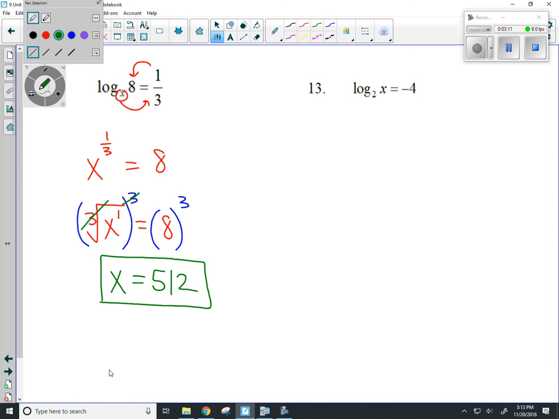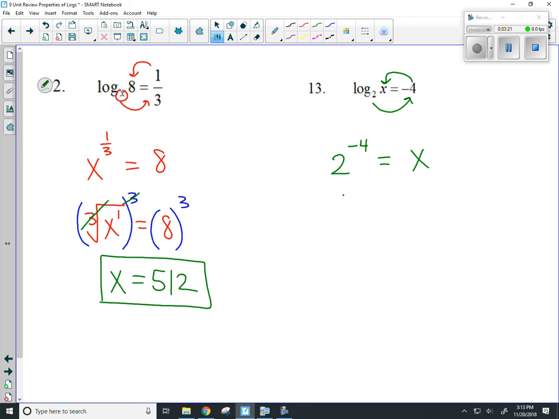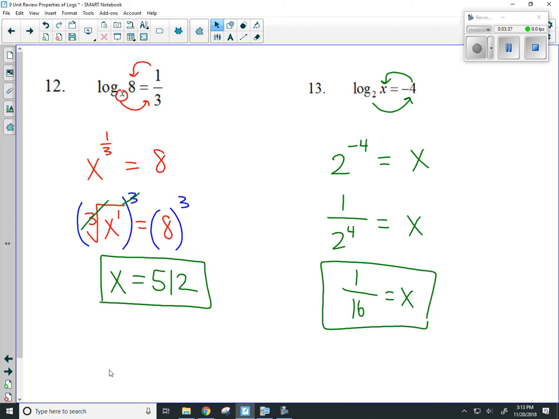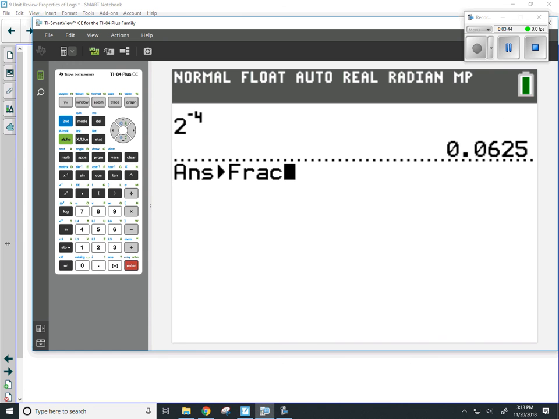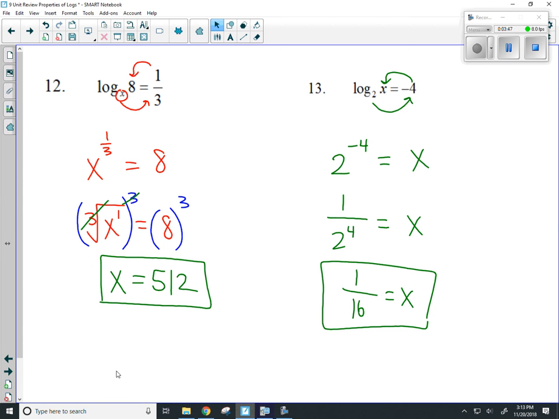Take a look at number 13. 2 raised to the -4th power would equal x. You could do this in your calculator if you wanted to, or if you remember our rules with negative exponents, 2 to the -4th is the same thing as 1 over 2 to the +4th, and 2 to the 4th is 16. So if you didn't want to do that, you could just type 2 raised to the -4th, and then just make sure you convert that into a fraction.